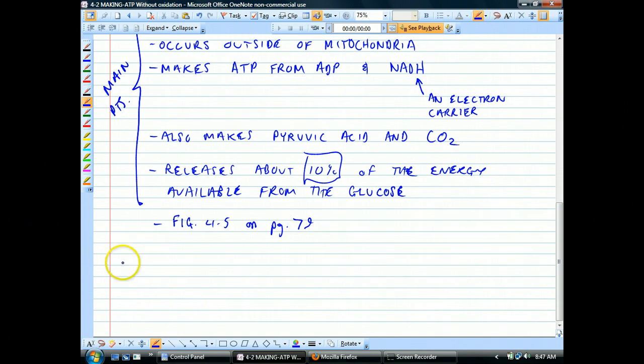Now let's look at lactic acid fermentation. So we just looked at glycolysis, now lactic acid fermentation.